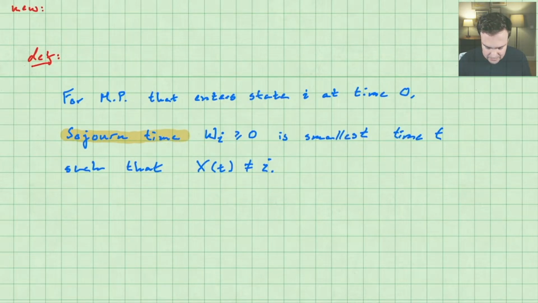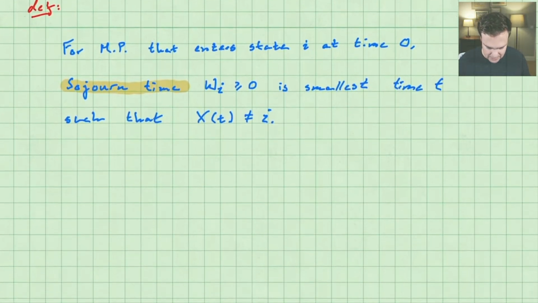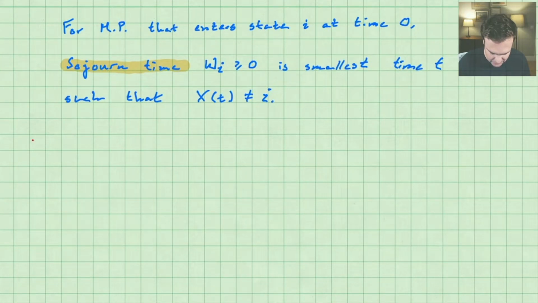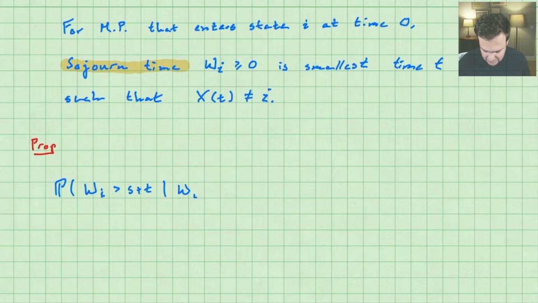All right, and then we'll make a little proposition about the sojourn time that gives it a kind of memoryless quality. Here's our proposition. This is a kind of analog of memoryless. We'll say that the probability that the sojourn time for state i is greater than some s plus t, given that it's greater than s, is the same thing as the probability that it's greater than t.